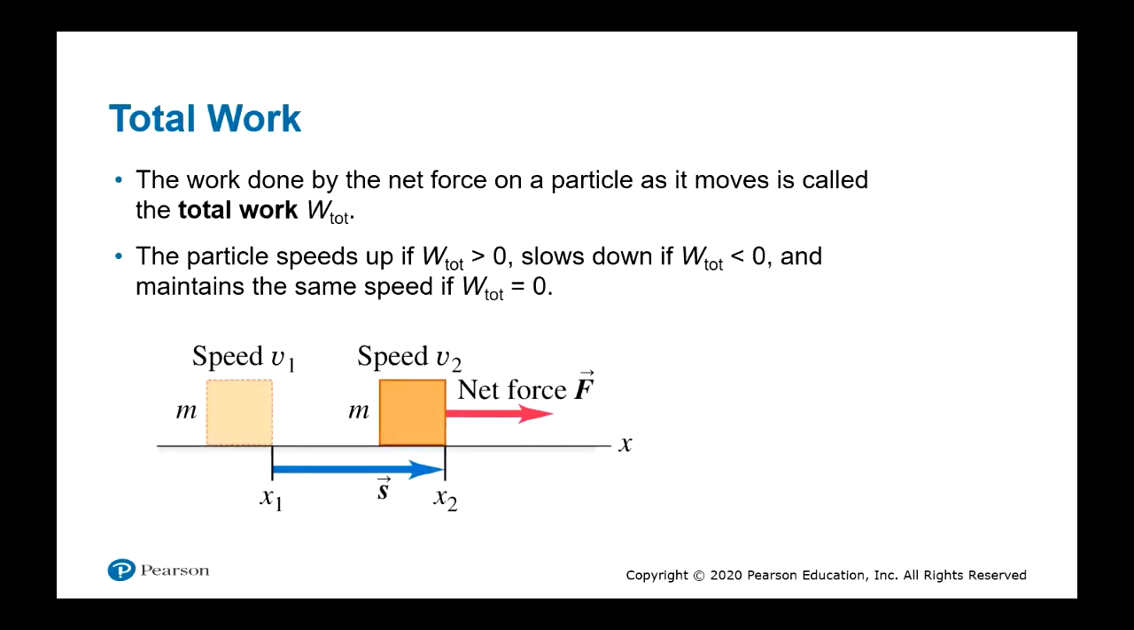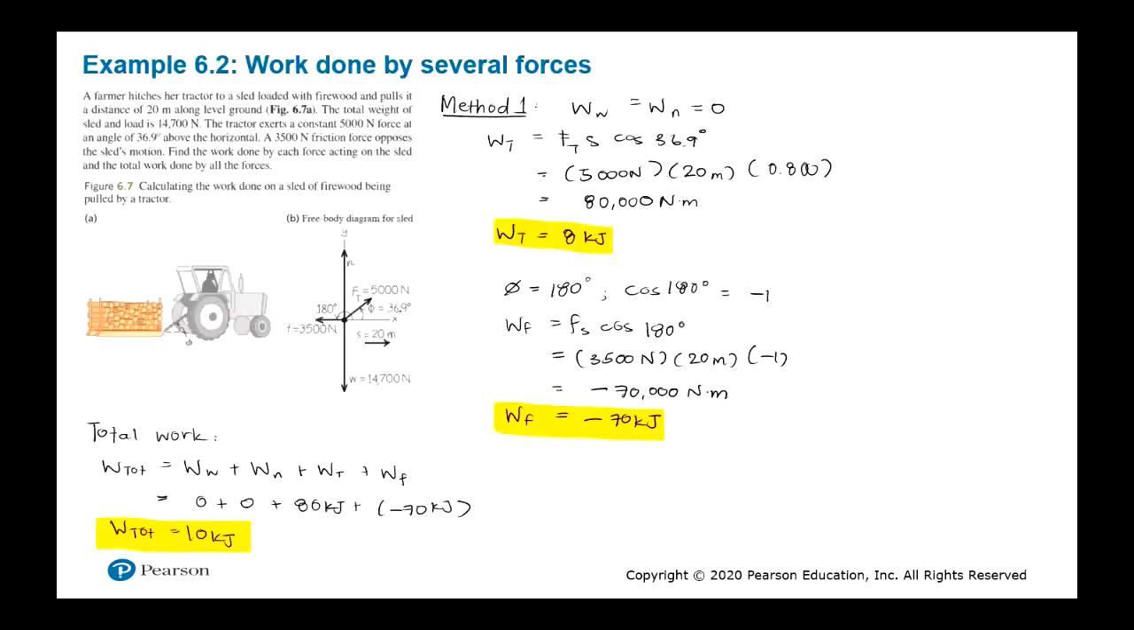So if you have several forces acting on the object, how do you then get the work? Well, you can do it in two ways. The first is to compute the work done by each force and add all of the work done by each force. Or you can also get the total force first and then you get the total work. So both of them will yield the same answers. Okay, so here is an example of how to apply exactly that.